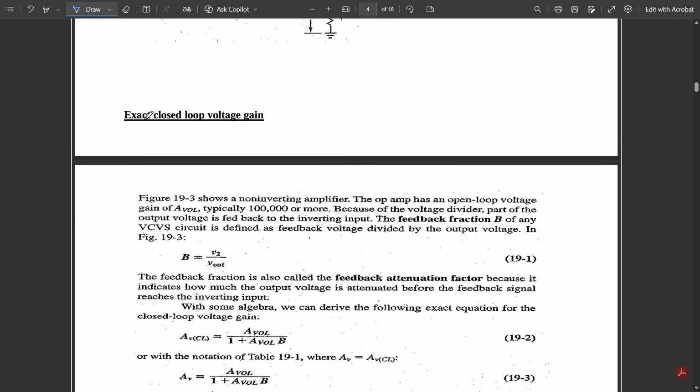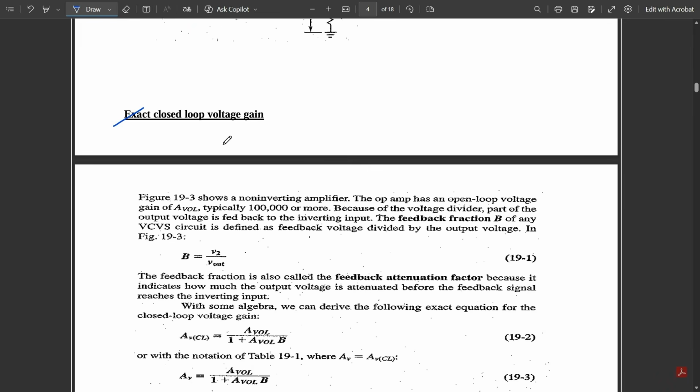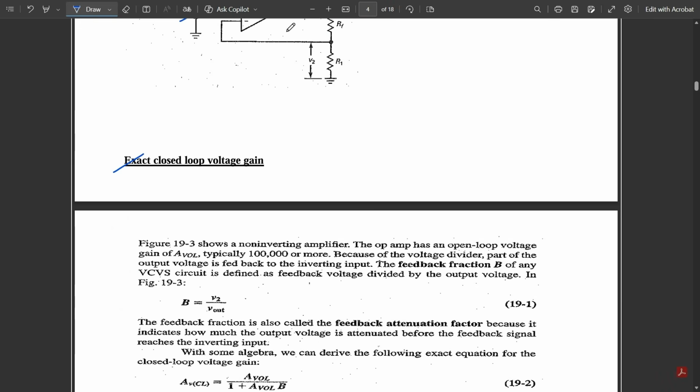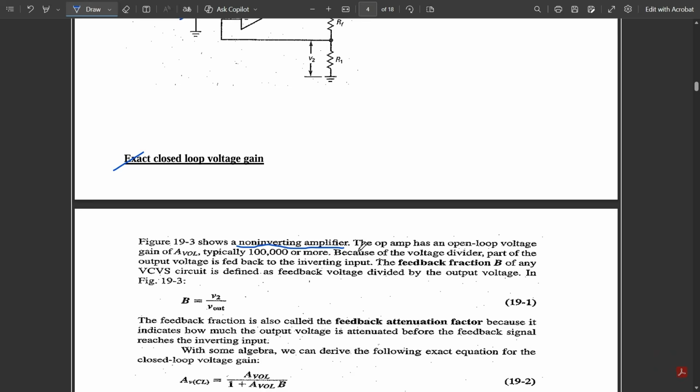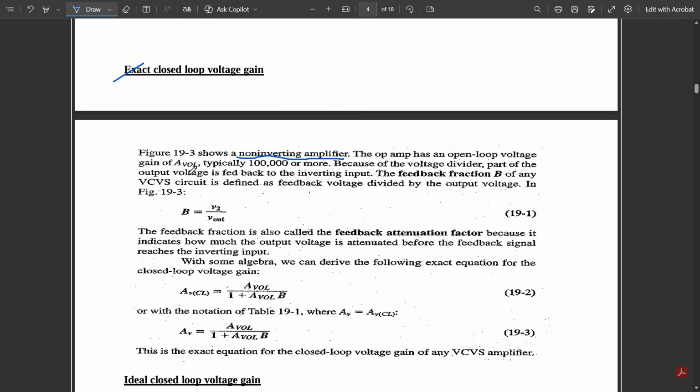For this, now, the exact closed loop voltage gain. In figure 19.3, that is the above figure, it shows a non-inverting amplifier or a VCVS amplifier. The op amp has an open loop voltage gain of AVOL, which is typically nearly 100,000 or more. This is the basic voltage gain which you have discussed in the previous module also for an op amp, right?